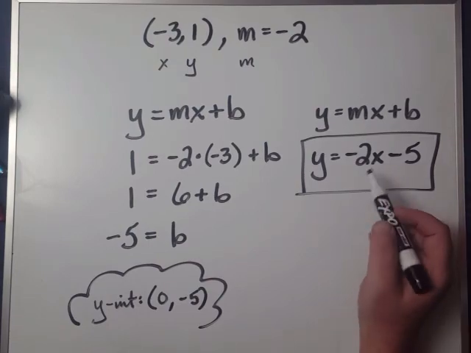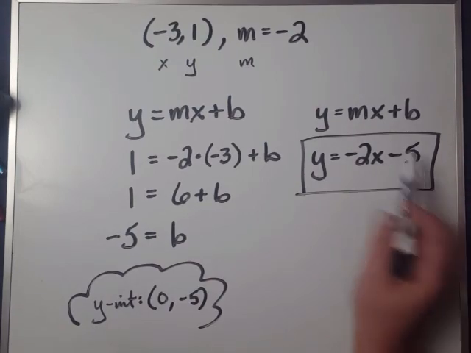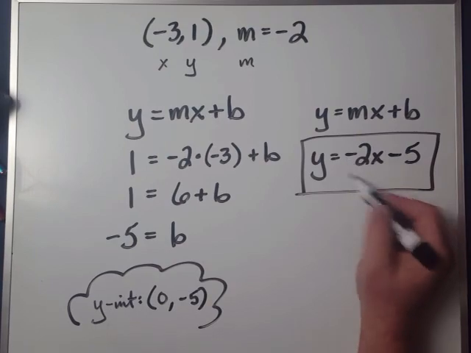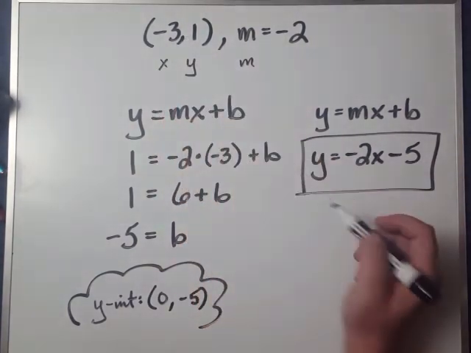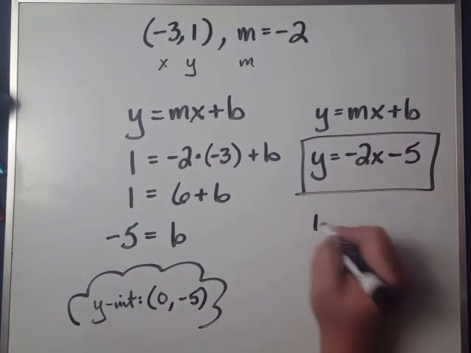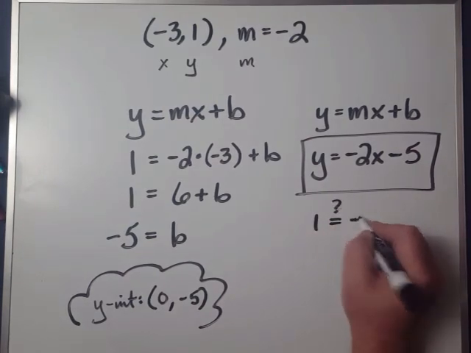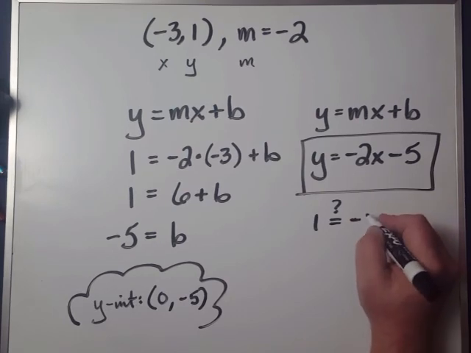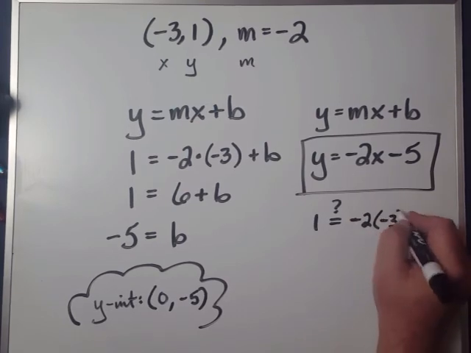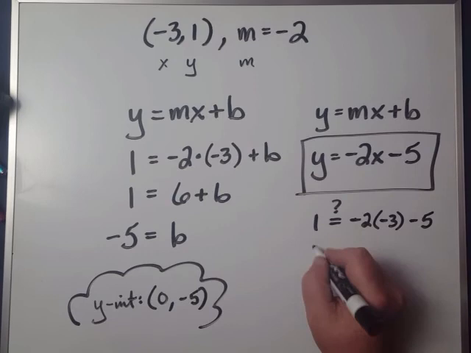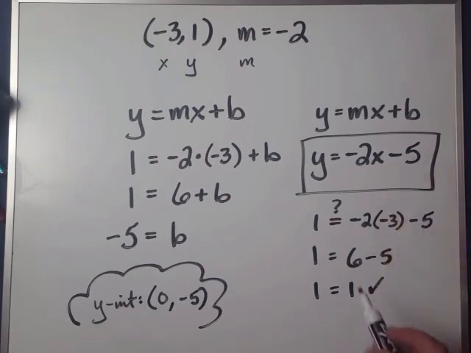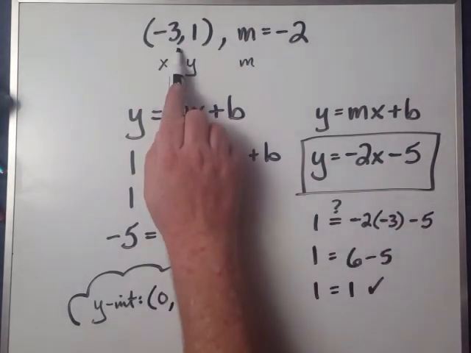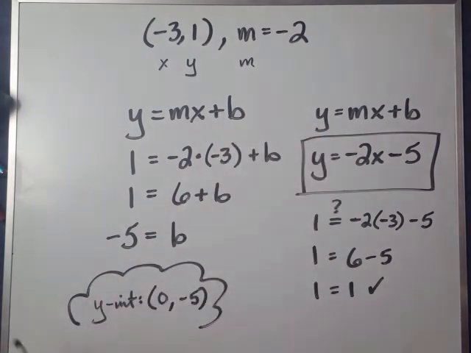I can check this very quickly. Does this line have a slope of negative 2? Yes, right there I can see it. Does this line pass through the point negative 3, 1? Well, that means negative 3, 1 should be a solution to this equation. That checks. So that is the equation of the line that passes through this point and has that slope.